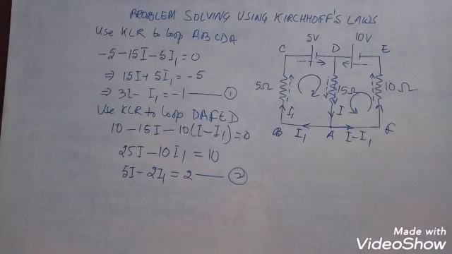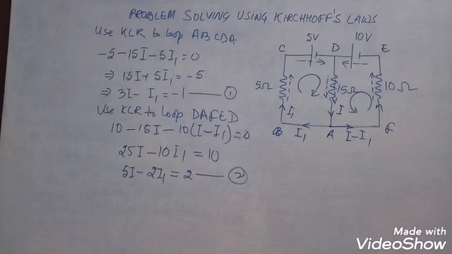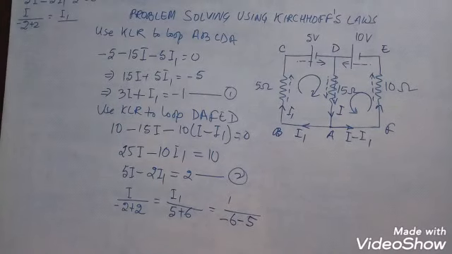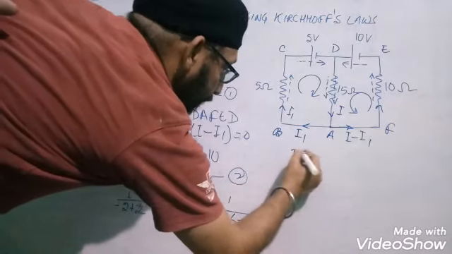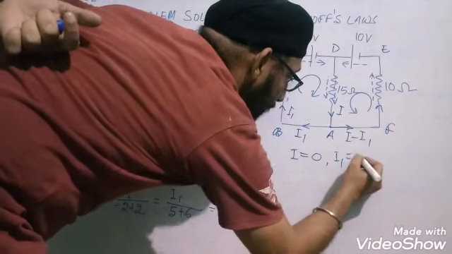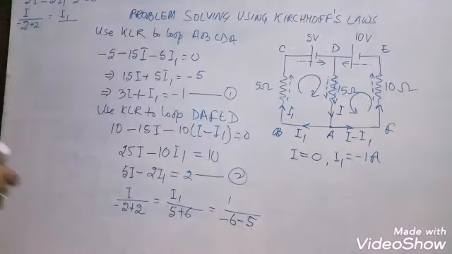Now students, what we simply have to do is we have to solve the two equations and find the value of I and I1. For this we simply have to solve the two equations simultaneously. So students, we have solved the two equations by using cross multiplication method. We get the value of current I as equal to 0 and the value of current I1 as equal to minus 1 ampere.